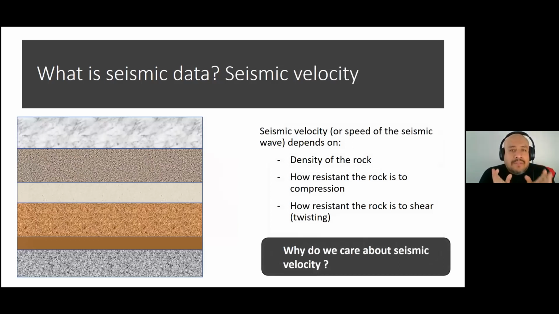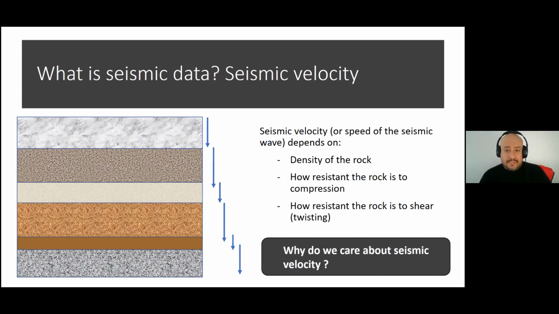Okay, but we're going to talk now about seismic velocity. Seismic velocity gives us information about how the waves travel through the rocks. A seismic wave will travel through each rock type at different velocities. Do you see how the arrows move at different velocities? This is how it actually happens. In different types of rocks, the velocity is going to be different. To calculate this, we use the density of the rock. We check how resistant the rock is to compression, and also how resistant it is to twist or shear.